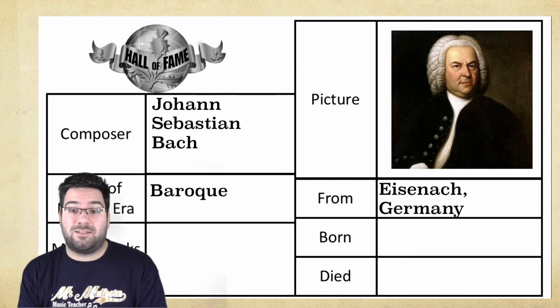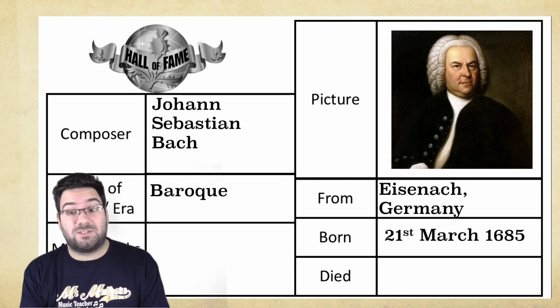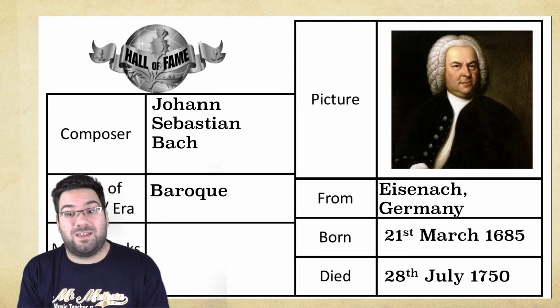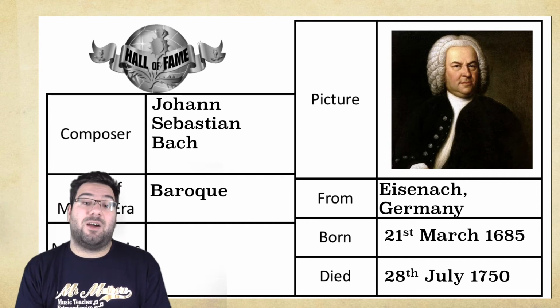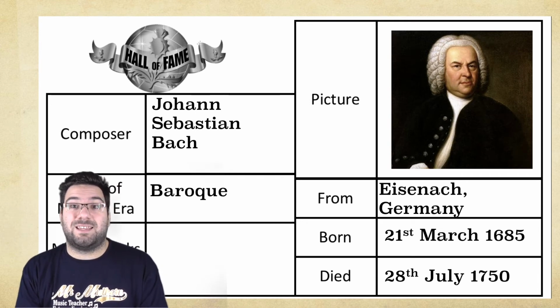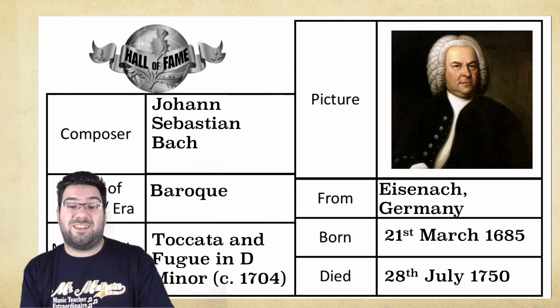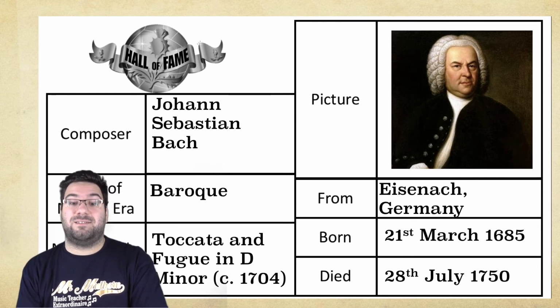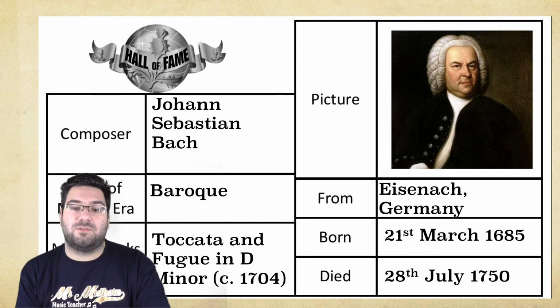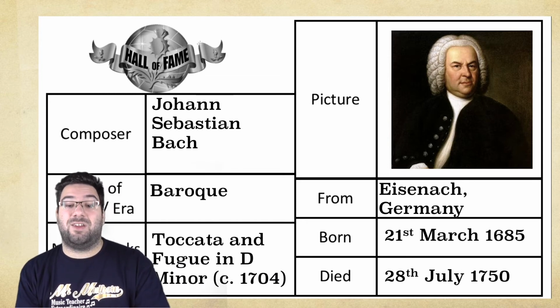He's from Eisenach in Germany, and he was born on the 21st of March 1685, and he died on the 28th of July 1750. Now, he composed loads and loads of pieces of music, but we're going to have a look today at the Toccata and Fugue in D minor, which was composed around 1704.